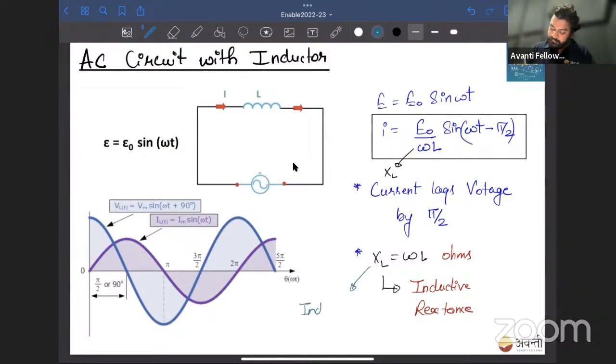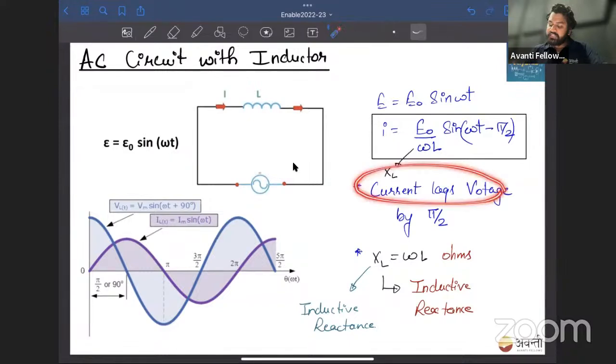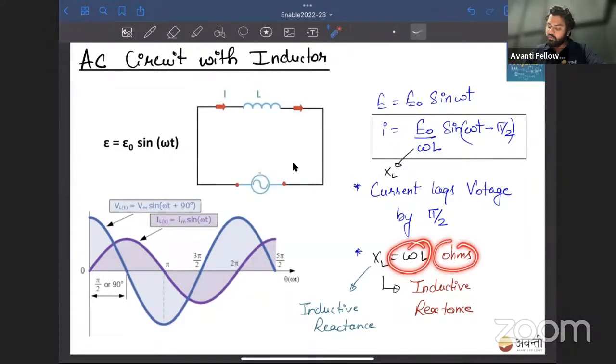Inductive reactance. Okay. Inductive reactance. So it is denoted by XL. XL is equal to omega L. So here the current is lagging the voltage by pi by 2 and XL is equal to omega L ohms. अच्छा ये लिखा हुआ था. Oh, it was already written.